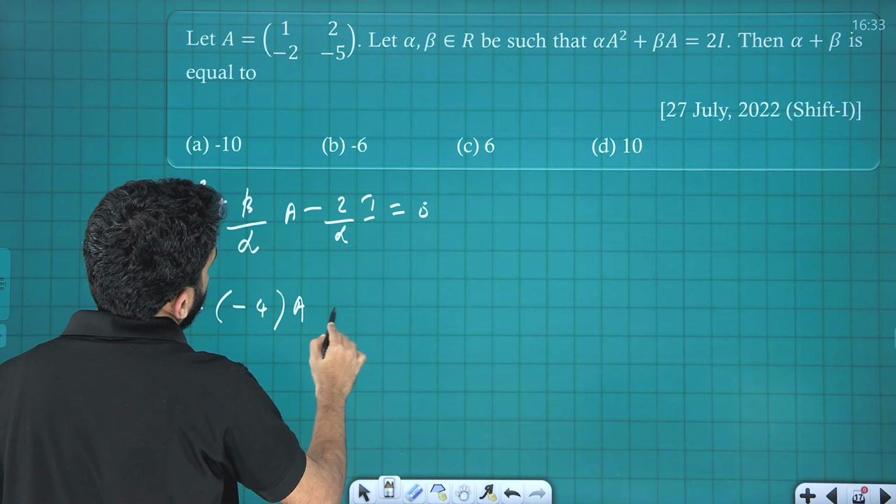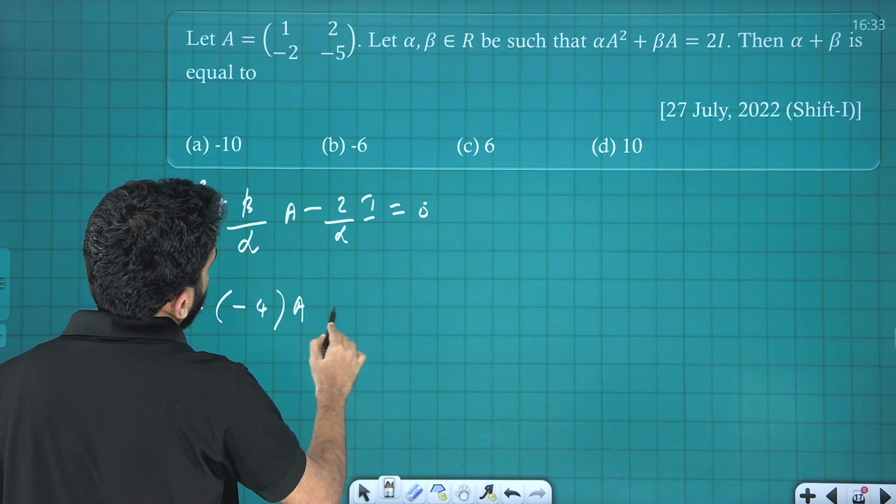plus, what is the determinant of A? Minus 5 plus 4, that is minus 1, that is minus I is equal to 0. It is actually plus into minus 1 into A, that becomes minus A. If you compare it, you will get minus 2 by alpha is equal to minus 1. Therefore, alpha is equal to 2. Alpha is done. And beta by alpha is equal to 4 and beta is equal to 8.